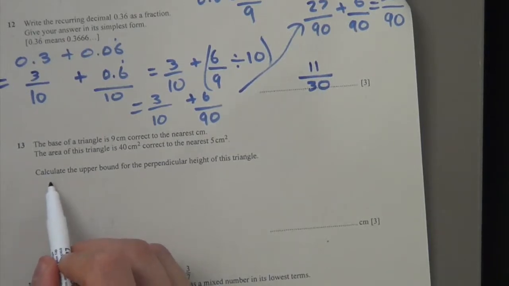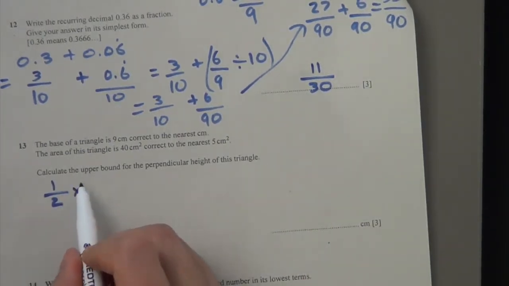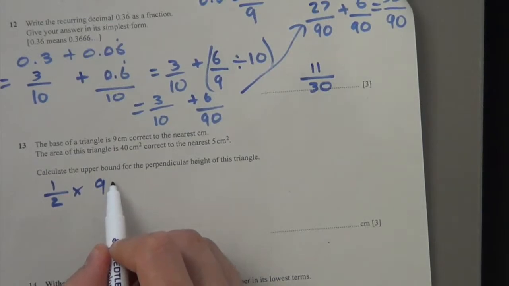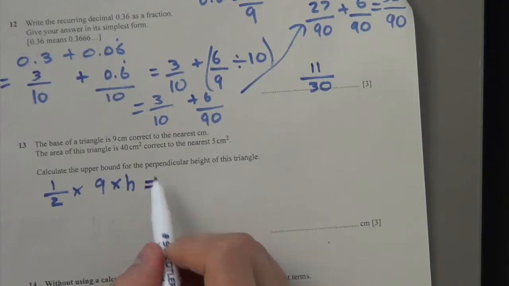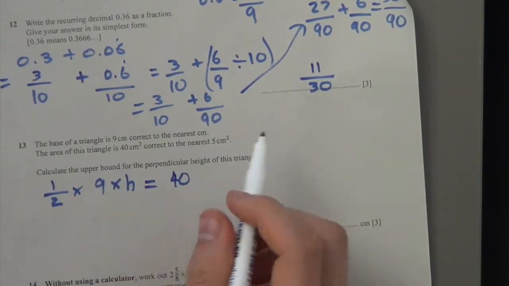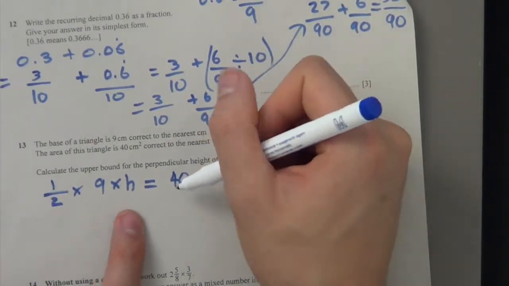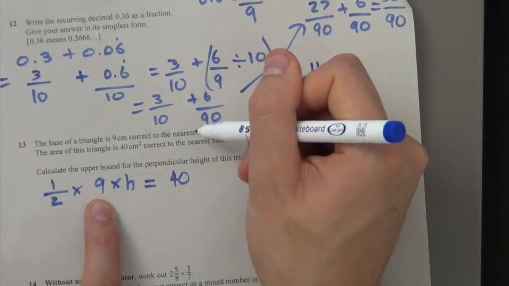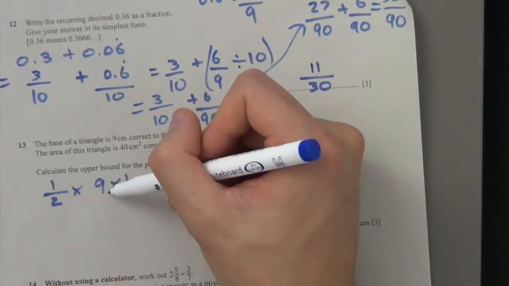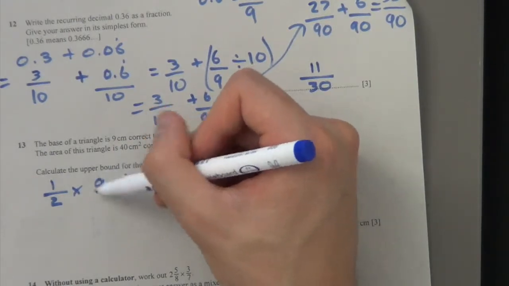So the area of a triangle, not trapezium, is half times base, which is 9, times height, okay, equals the area, which is 40 centimeters squared. Now, at this moment, it's telling us that the base of the triangle is measured to the nearest 1 centimeter. Okay, so that means 9 could have been taken as 8.5 or 9.5 to give us 9 centimeters.